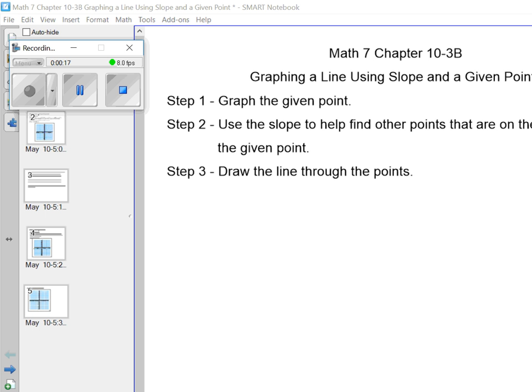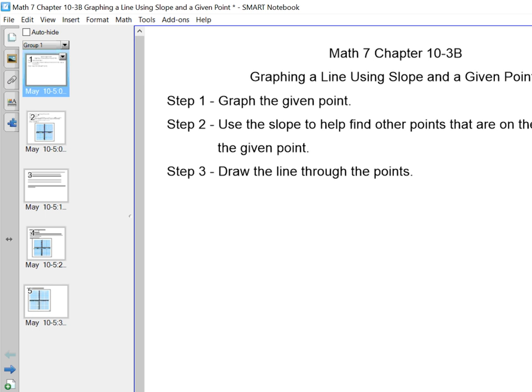First of all, we're going to graph the given point. Now they'll tell us if it's a point like 0, 0, or 1, 2, or negative 2, negative 3, etc. They will also give us the slope for most of these, and that will help us to find other points that are actually on the line. We do some counting, and I'll be describing that for you. We always start, however, with the given point from step 1. Once we have a series of points, we can then draw a line through the points.